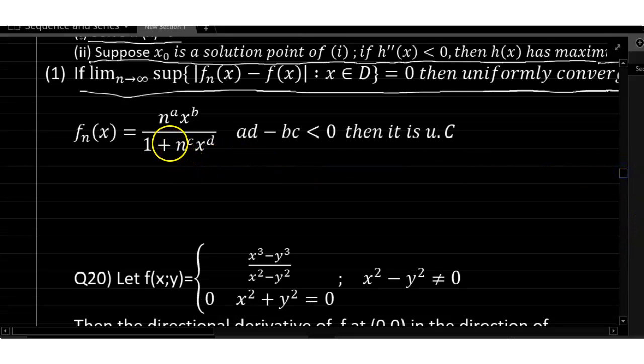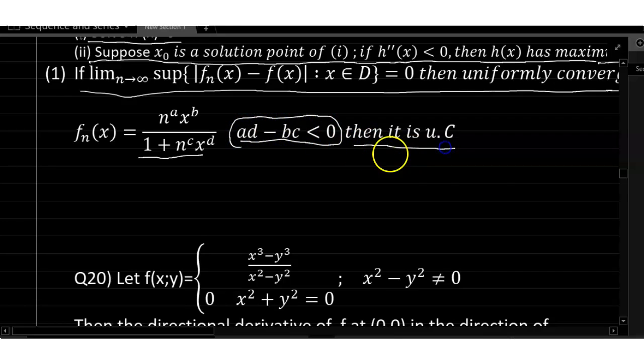Now we see n to the power a times x to the power b, divided by 1 plus n to the power c times x to the power d. If ad minus bc is less than 0, then it is UC. So this is the shortcut technique. This is an important result, so friends, I use this result for finding that.